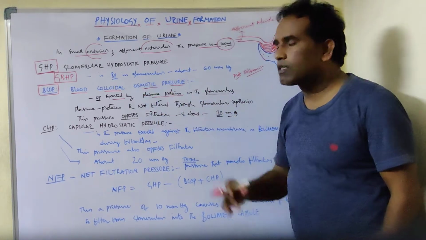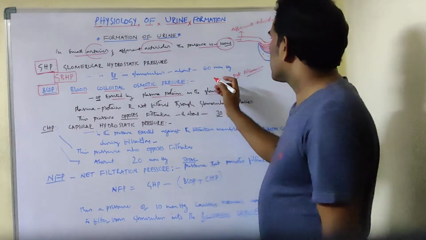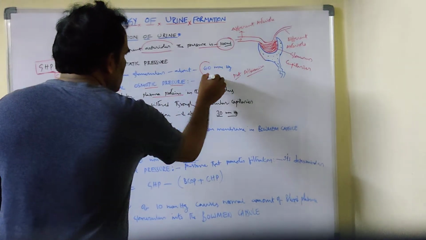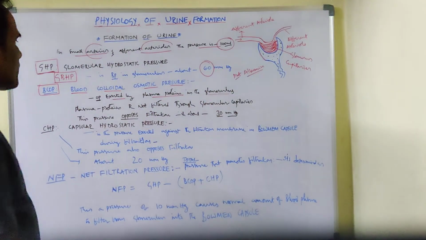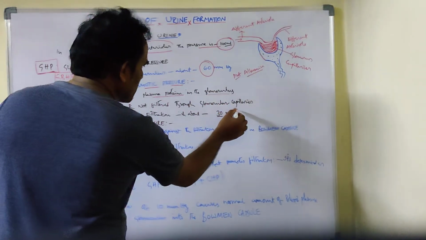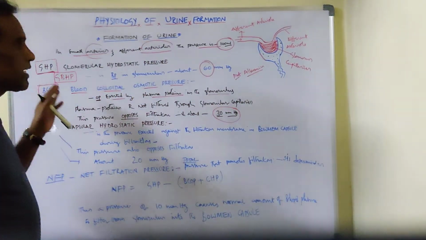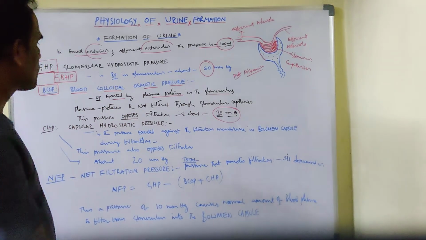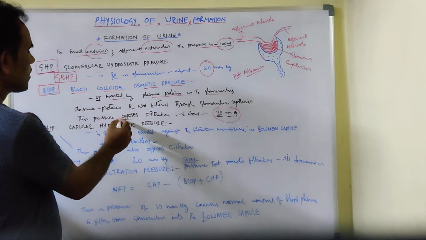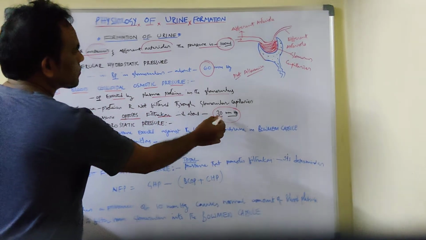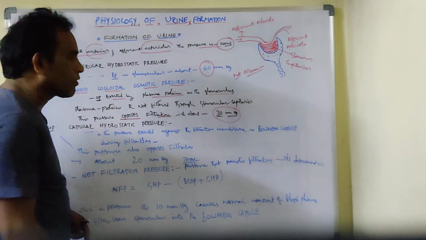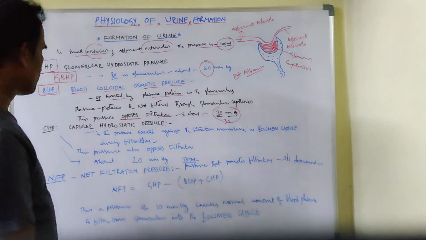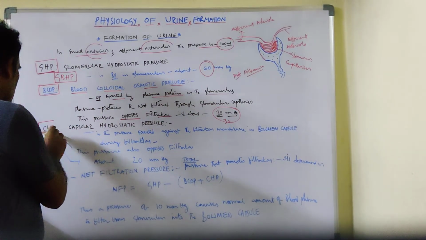So GHP is equal to 60 mm of mercury, and BCOP is 30 mm of mercury. This blood colloidal osmotic pressure opposes the filtration. So this is about 30 mm of mercury, or, more approximately, we can say 32 mm of mercury.